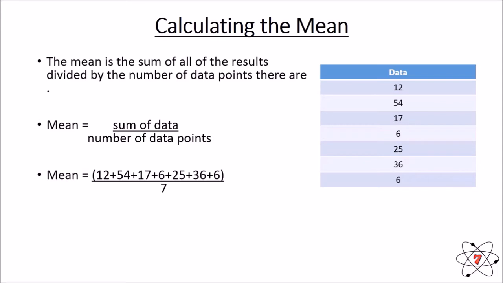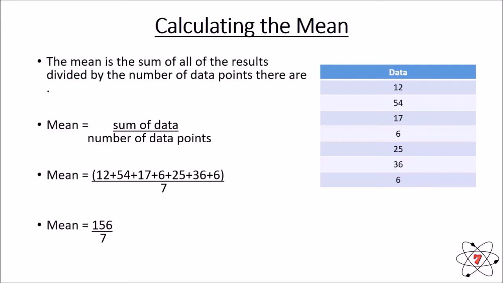So in this case, the mean is going to be (12 + 54 + 17 + 6 + 25 + 36 + 6) divided by 7. I've put those numbers in brackets because we have order of operations. Numbers in brackets or in parentheses always come first. So when we add them all up, we see the number is 156.